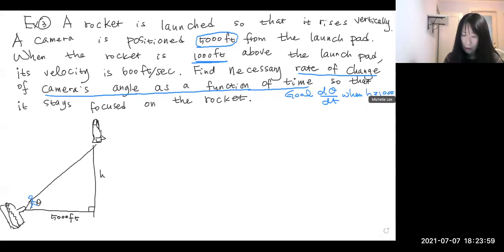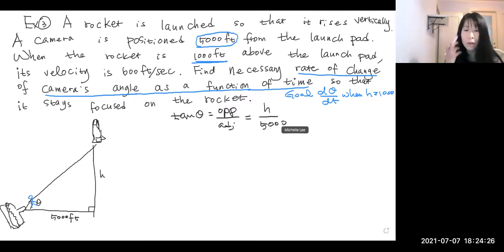Okay. All right. So your classmate says tan theta. Okay. That is sine over cosine, that is opposite over adjacent. So let me denote it this way. Okay, so this is h over 5,000. Okay, now we're going to take a derivative. Okay, so let's see.